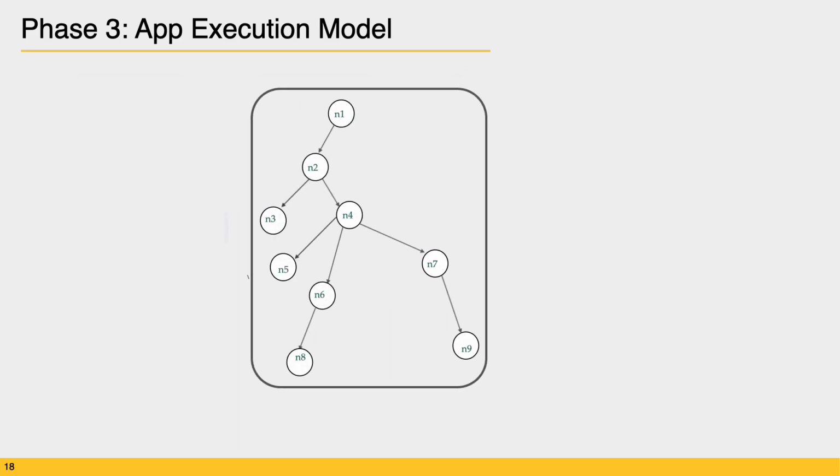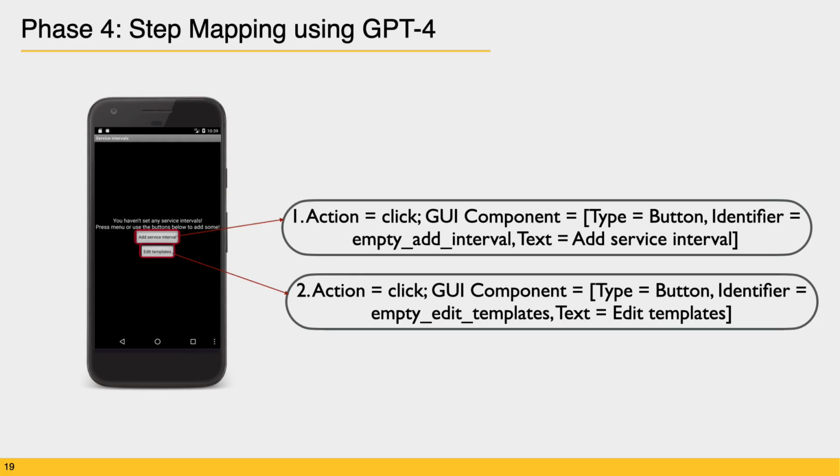After performing all the interactions on the screens, we get an app execution model containing all nodes and edges. This graph contains approximately 100 to 1000 screens and relevant interaction information. In order to perform step mapping with GPT-4, we represented GUI component information in text containing actions and GUI component information. This GUI component information contains type, identifier, text, and GUI description.